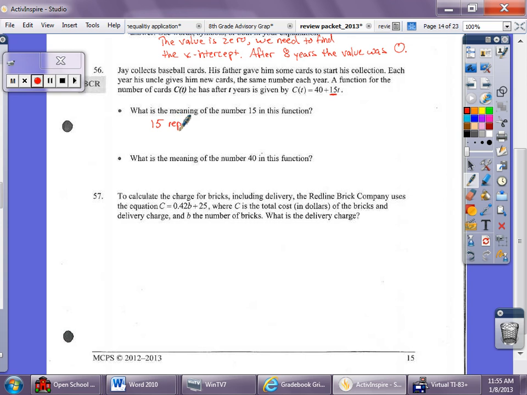The 15 represents the slope, and in this problem, the slope is how many cards he gets each year. So the 15 means he gets 15 cards each year.